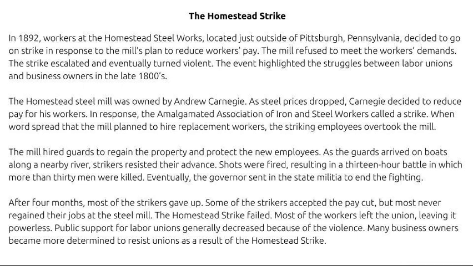After 4 months, most of the strikers gave up. Some of the strikers accepted the pay cut, but most never regained their jobs at the steel mill. The Homestead strike failed. Most of the workers left the union, leaving it powerless. Public support for labor unions gradually decreased because of the violence. Many business owners became more determined to resist unions as a result of the Homestead strike.